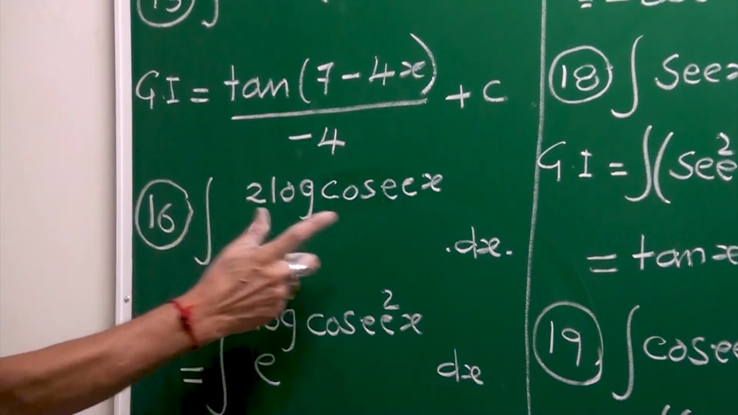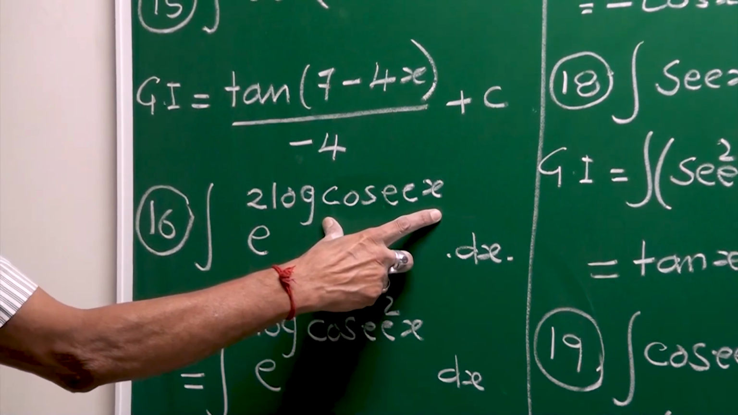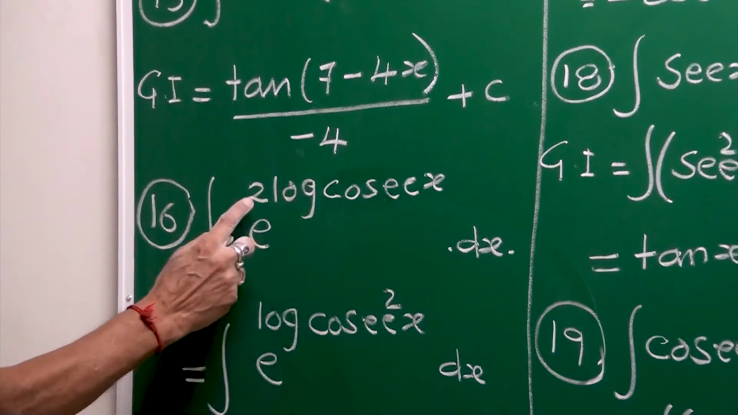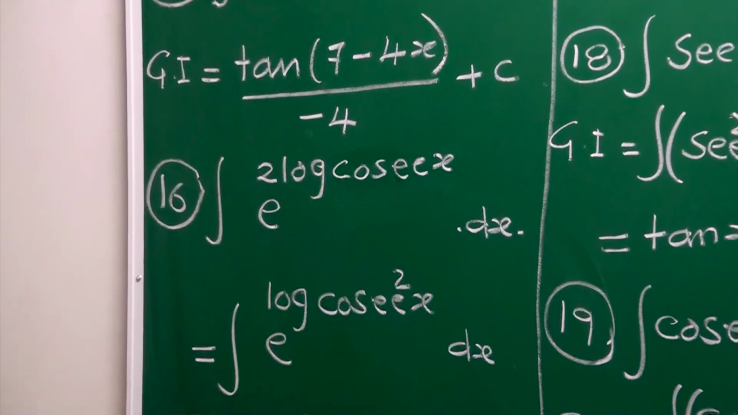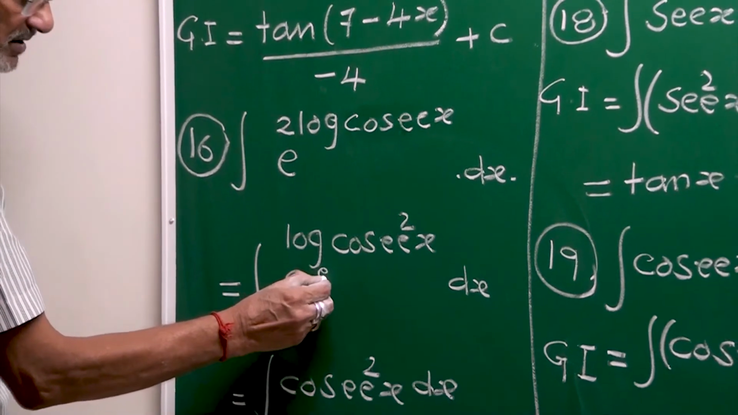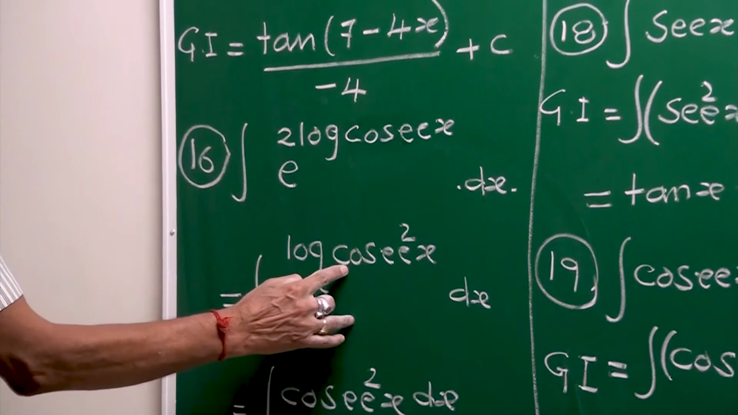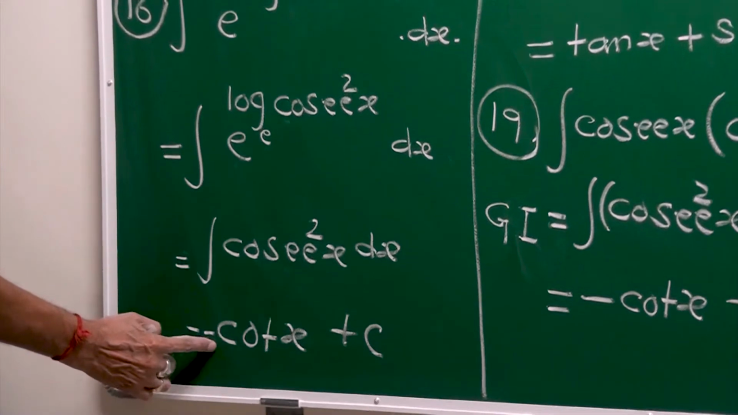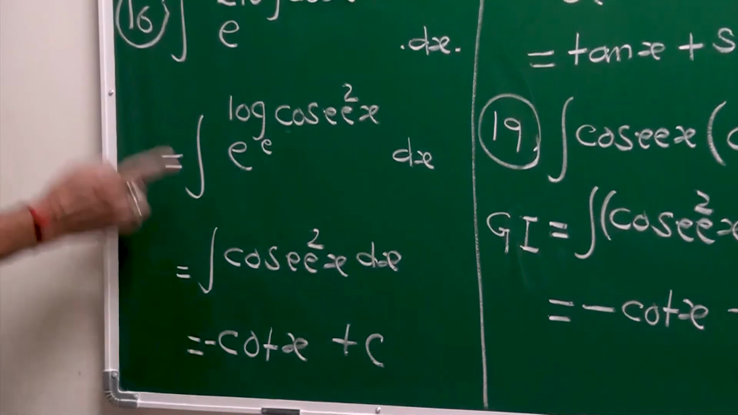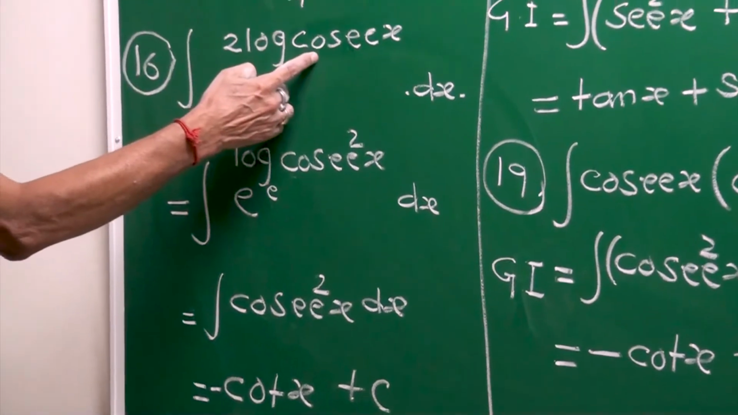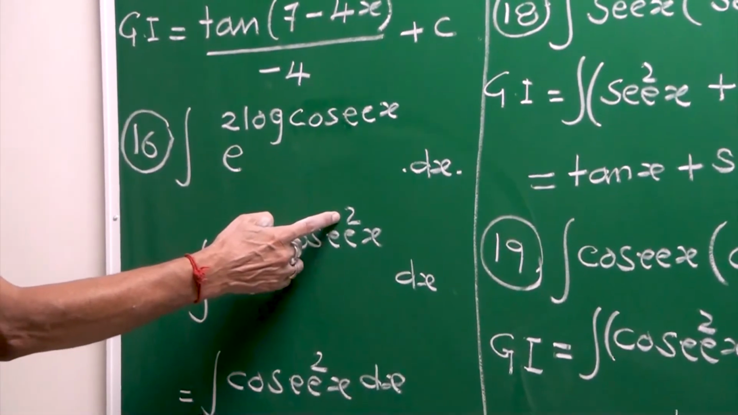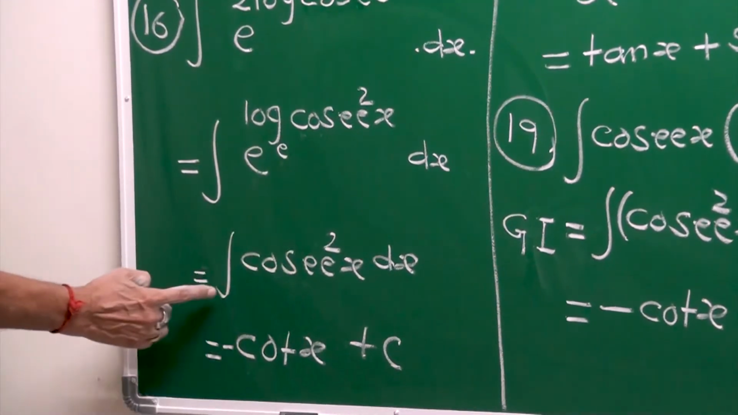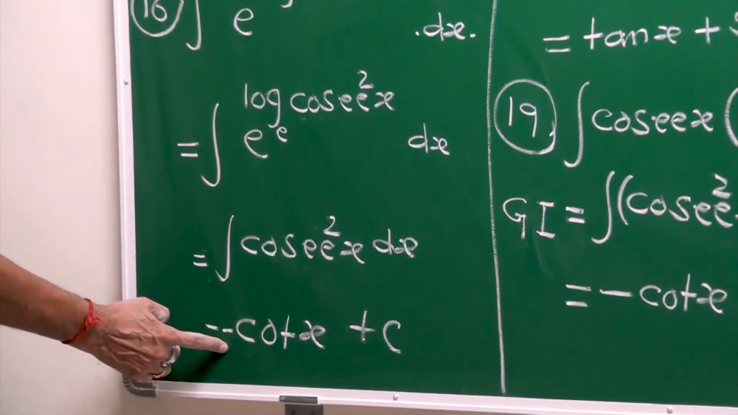Some problem it is. E to the power 2 log cosec x. That property you have to make use of. 2 log cosec x becomes the power of cosec, so 2 becomes power and it becomes cosec square. E and log e cancel, you get only that function, cosec square x. And integral of cosec square is minus cot x plus c. This is e to the power 2 log cosec. E to the power log of a function gives the function itself. That function is cosec square. Integral of cosec square is minus cot x.